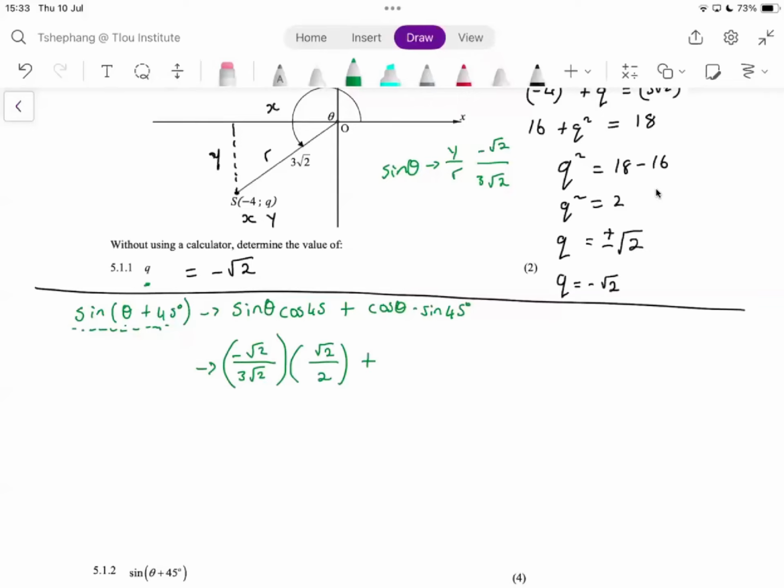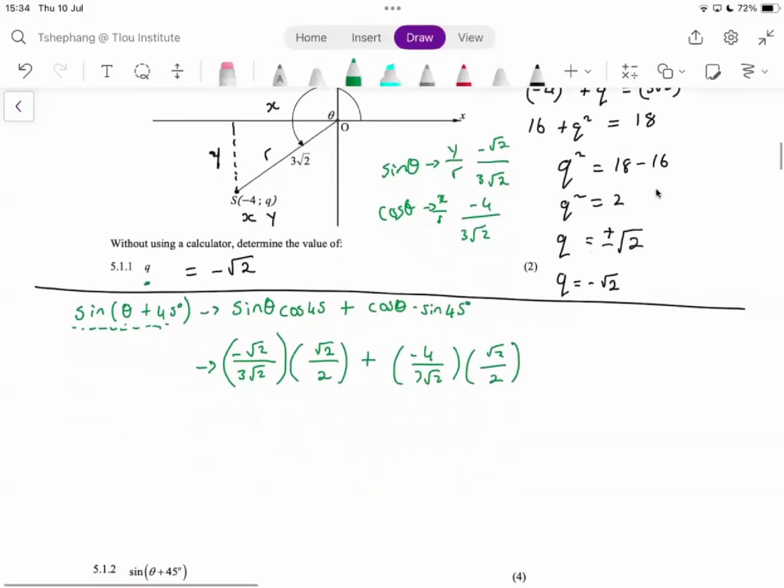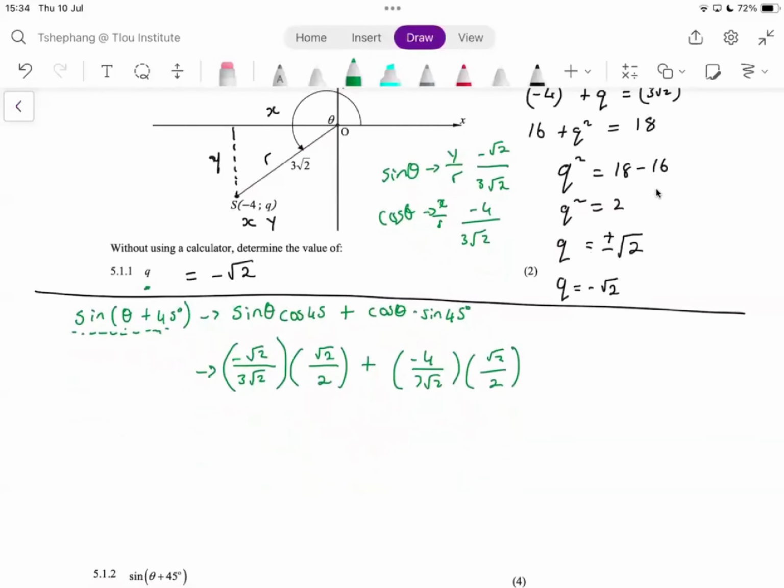Plus, now cos of theta. What is cos of theta? It is the x value over r. What is the x value? Negative 4, and r is 3 root 2. So I'm going to substitute that. Negative 4 over 3 root 2, and then root 2 over 2. Just like that. I'm hoping that makes sense.